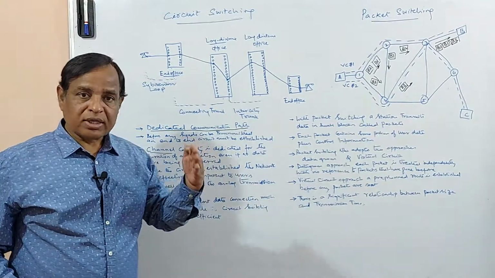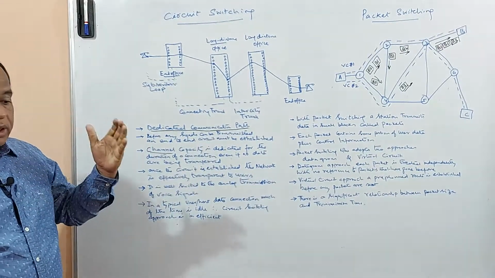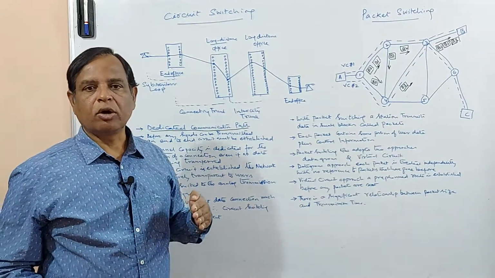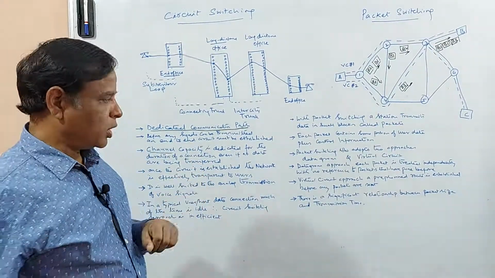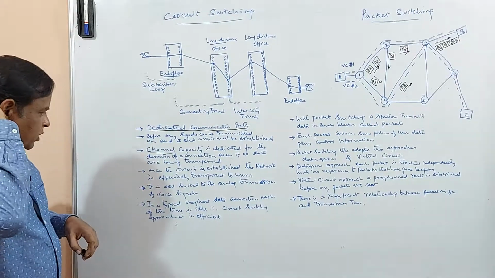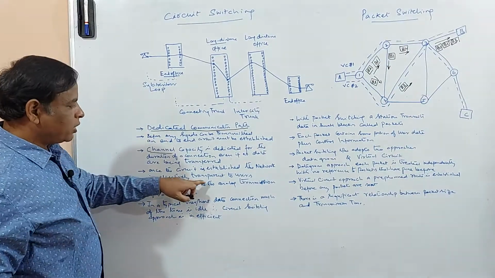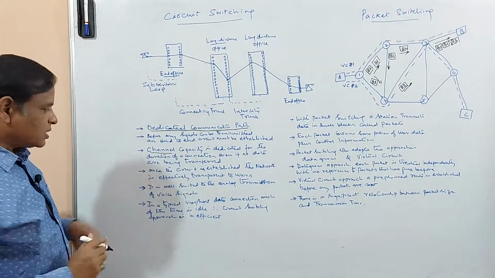Now you just understand that this is a very big disadvantage in the concept called circuit switching. You will understand better when we go further into the discussion. Once the circuit is established, the network is effectively transparent to the users. This is the best part of it.